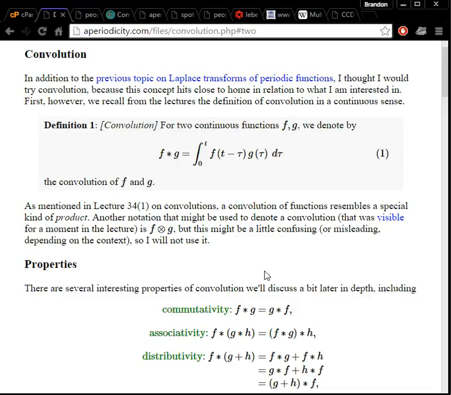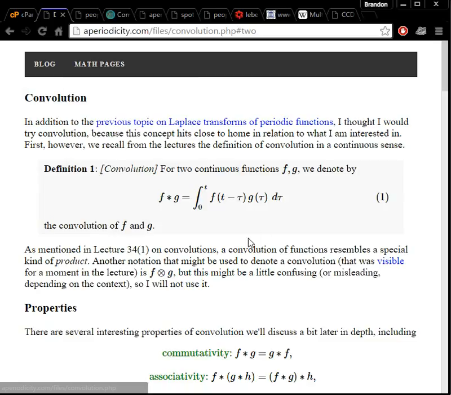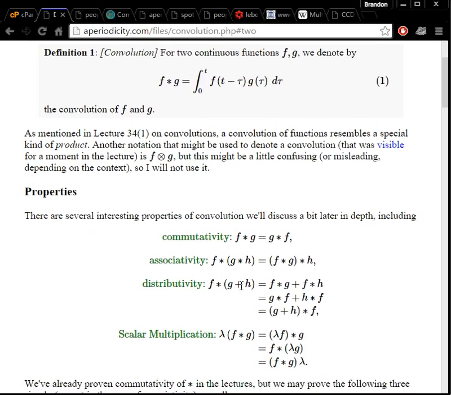Okay, hello again everyone. So in this video I'm going to be talking about convolution, which I thought was a really cool topic in these past few weeks of discussions. And like the last discussion on reduction of order, I just wrote another page and started another, but I didn't quite finish it, so I'm just going to stick with convolution. But we'll start off with a definition.